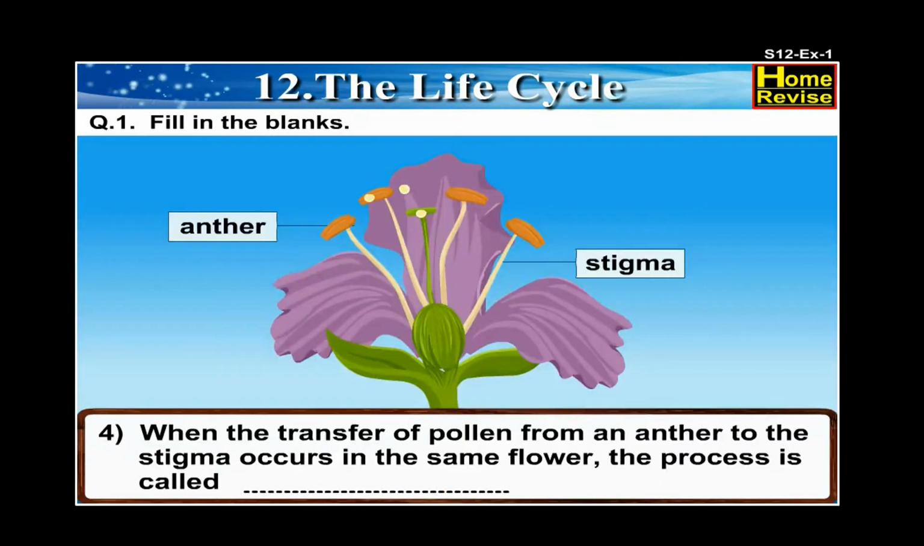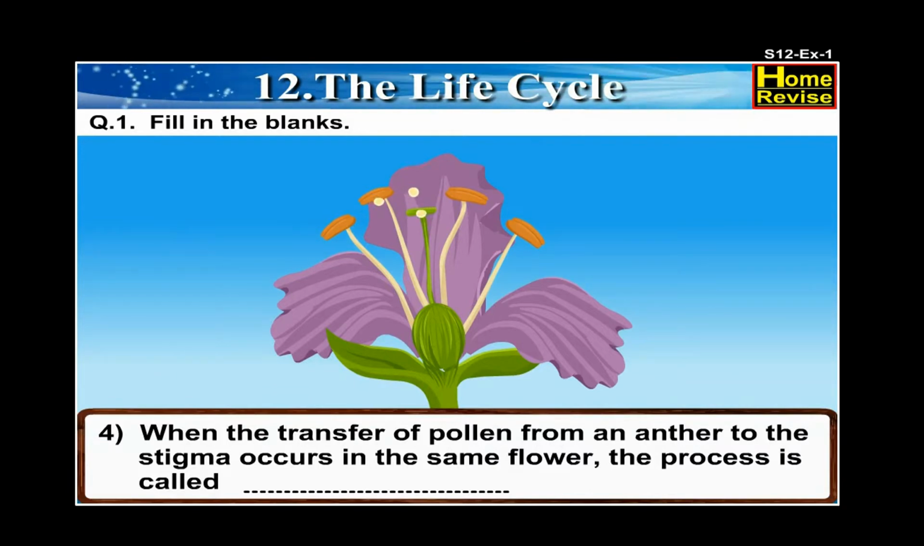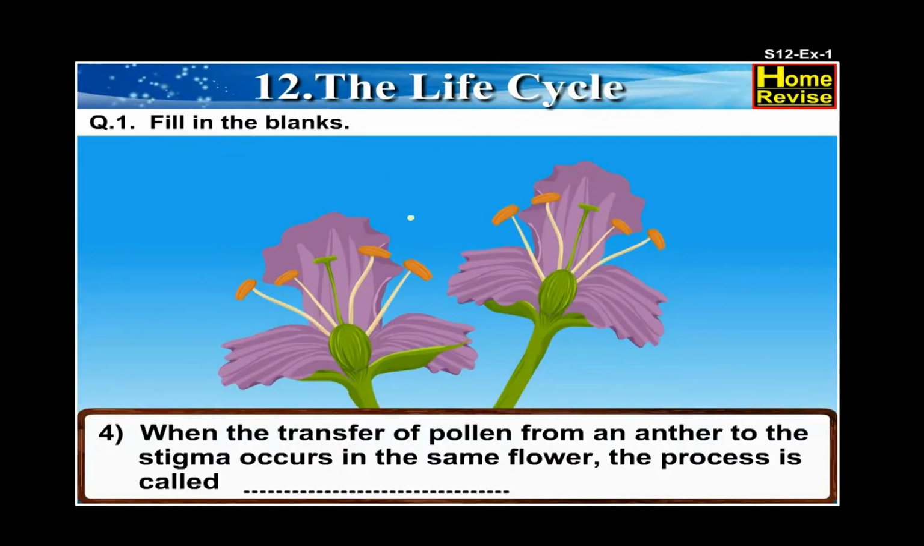4. When the transfer of pollen from an anther to the stigma occurs in the same flower, the process is called dash. The answer is when the transfer of pollen from an anther to the stigma occurs in the same flower, the process is called self-pollination.